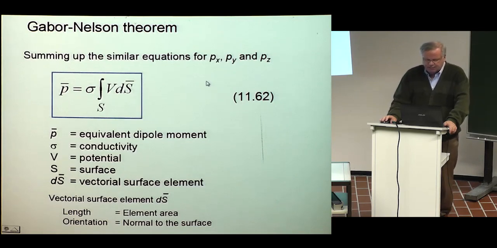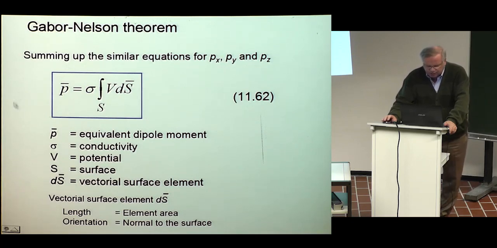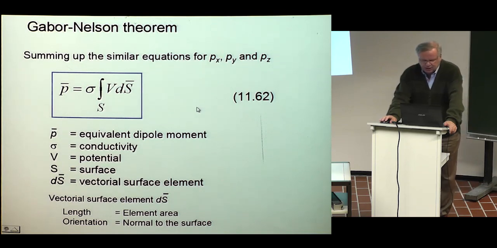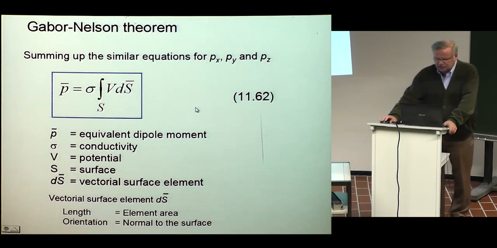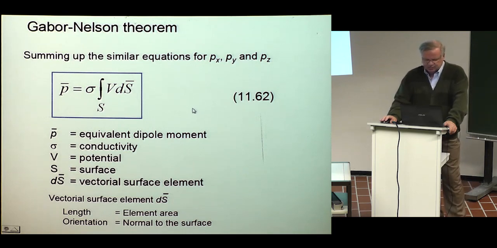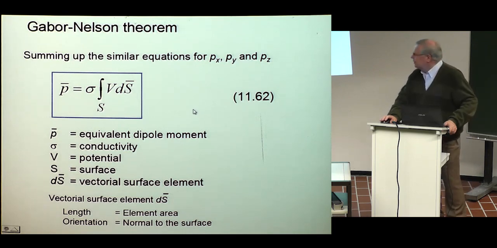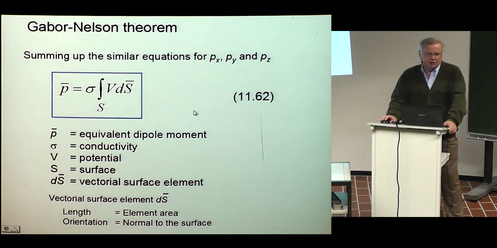When we sum up the similar equations for p_x, p_y, and p_z, we obtain the Gabor-Nelson theorem, the Gabor-Nelson equation, which is p equals sigma times the integral over S of V dS, which is a very beautiful, simple equation. And I usually say that it is so simple that it is difficult to understand what it means. So let's go through it.